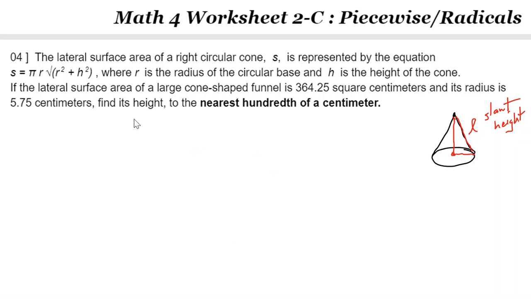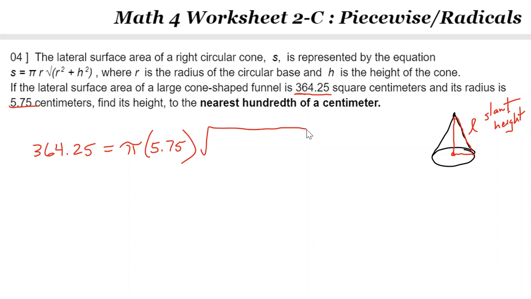All right, so if we're taking that formula and the lateral surface area, our S is that, and the radius is that, find its height to the nearest hundredth of a centimeter. So we plug everybody in. We say 364.25 is equal to pi times the radius 5.75 times the square root of 5.75 squared plus h squared. So now our job is to get h by itself.